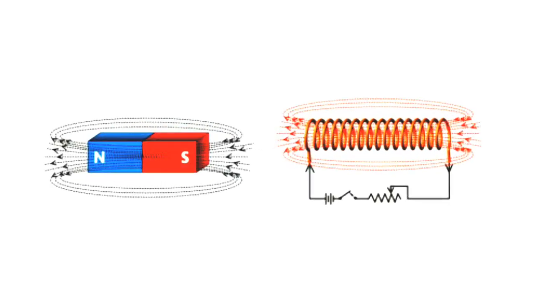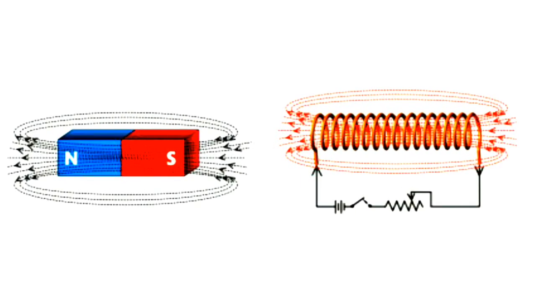Okay, so this is how we can find out the polarity of a solenoid. Now look at this figure. We can see the figure of a bar magnet and a solenoid, isn't it? The first figure is the bar magnet, the magnetic field around a bar magnet, and the second one is the magnetic field around a solenoid.